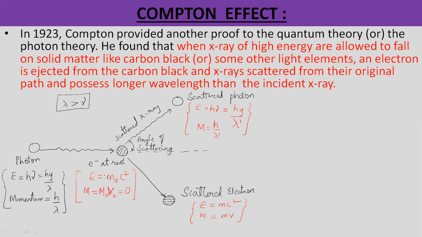Now we'll see the energy equation of the electron which is at rest. So here at carbon black, the energy equation is E = m0c², or you can call it m naught c², where its momentum value is m0v0, which is equal to 0. So ultimately, as it is at rest, it is represented with the subscript 0: the energy is m0c², and its momentum is also equal to 0.